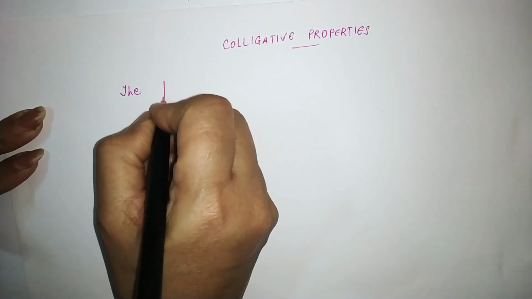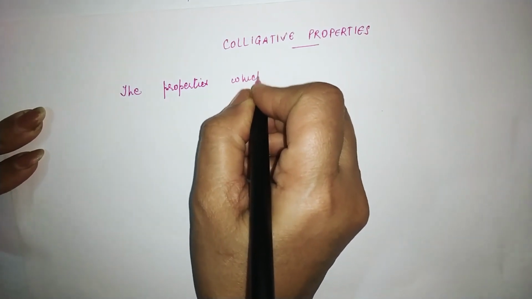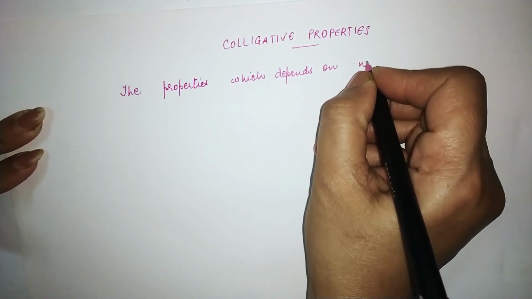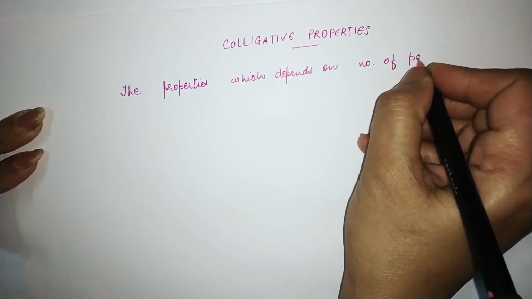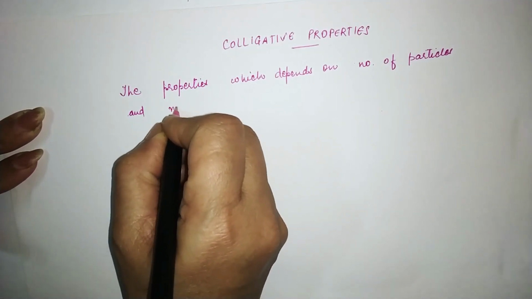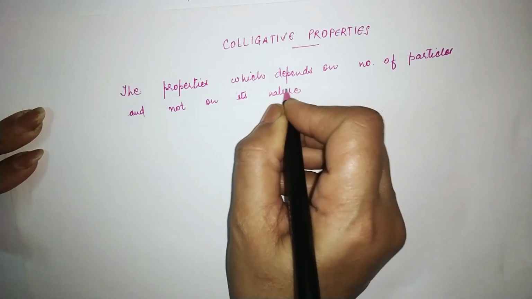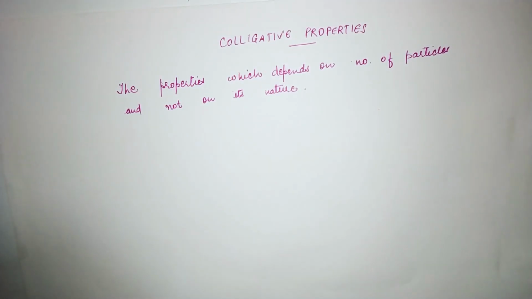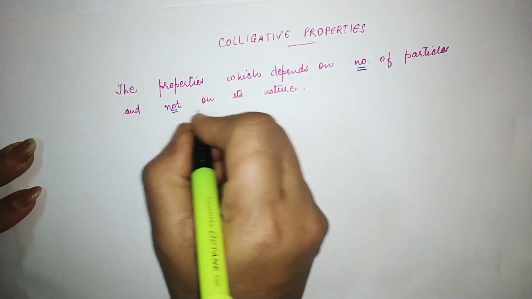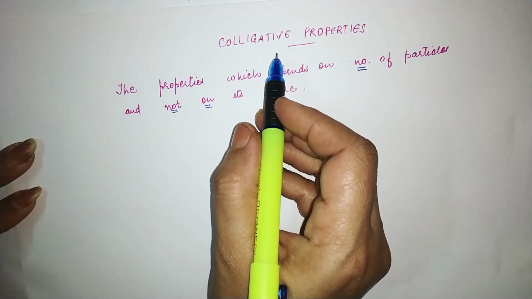The properties which depend on the number of particles and not on its nature. Okay, so the properties which depend on the number of the particles and not on the nature of the particle, such properties are called colligative properties.